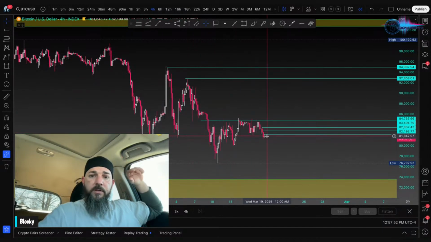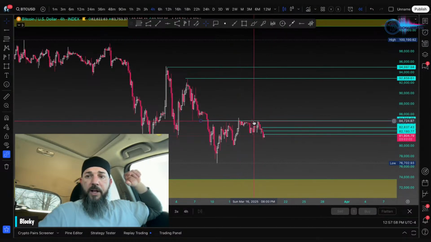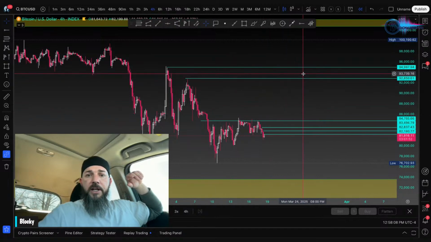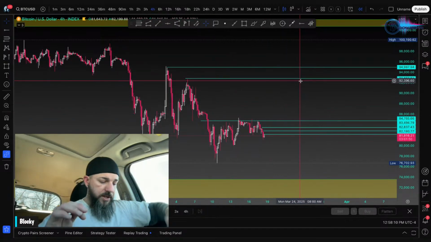When? When we start moving up and start supporting on these areas, breaking this structure. So we want to get above 84.8 and start supporting on that on a higher time frame. Once that happens, 92 will come. I almost guarantee it.